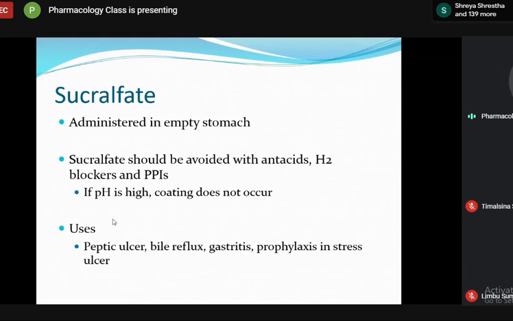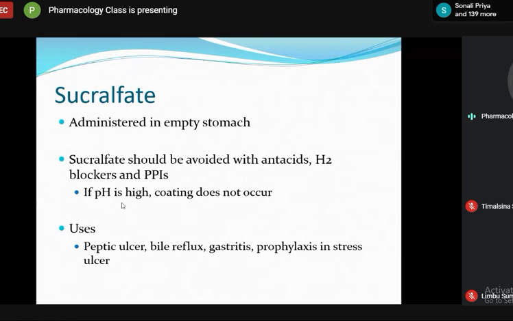So sucralfate is usually administered on an empty stomach, and it should not be given with antacids, H2 blockers, or proton pump inhibitors, because the pH will increase. That causes a decrease in the formation of the gel, or the coating will not occur. So sucralfate should not be given along with H2 blockers, proton pump inhibitors, or antacids, because they are going to increase the pH.